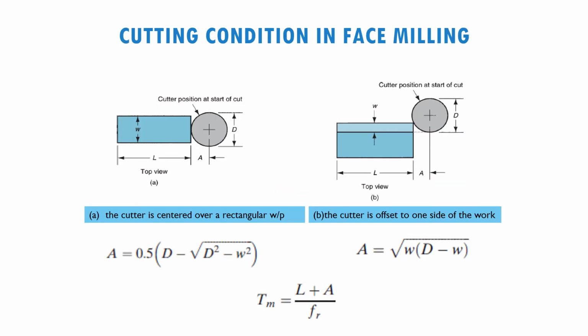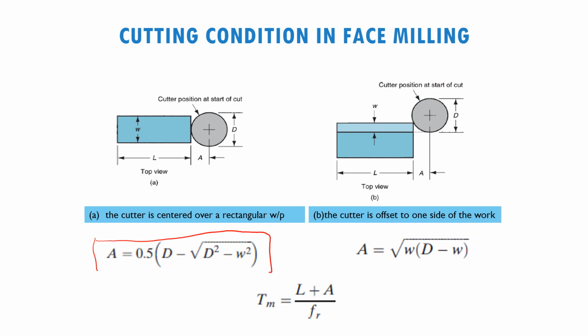And for the cutting conditions in face milling, there are two types. One is if the tool is located in the center of the workpiece, especially if the cutter is bigger than the workpiece that you want to machine. So the approach is calculated by using this equation.